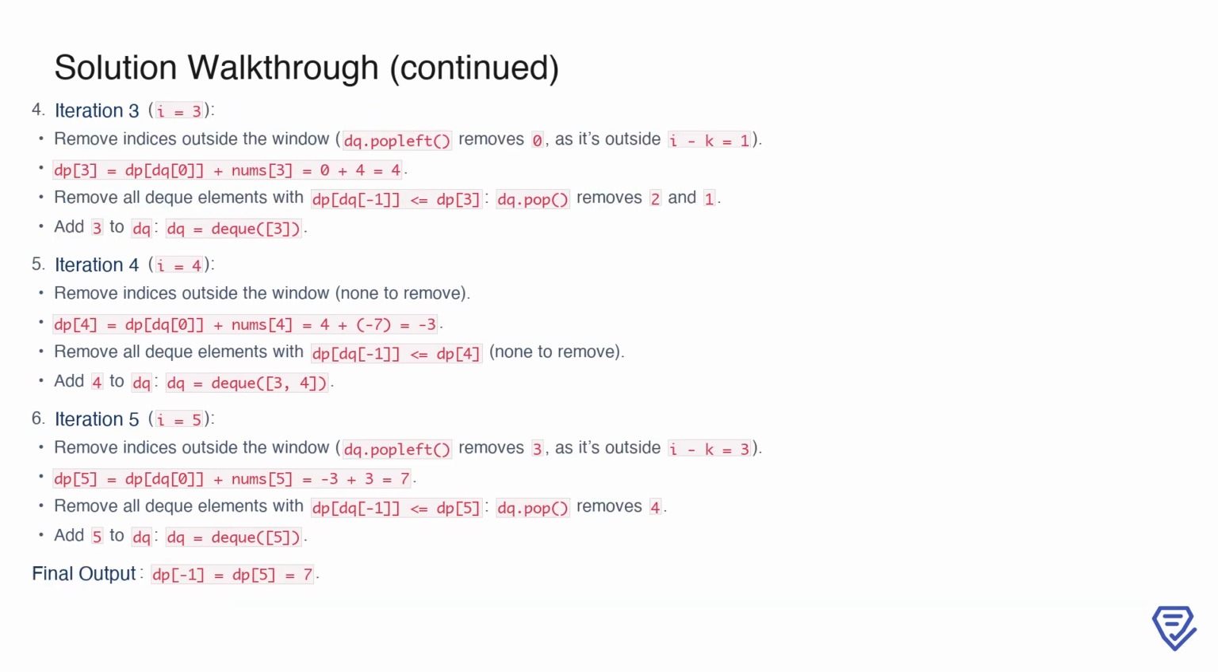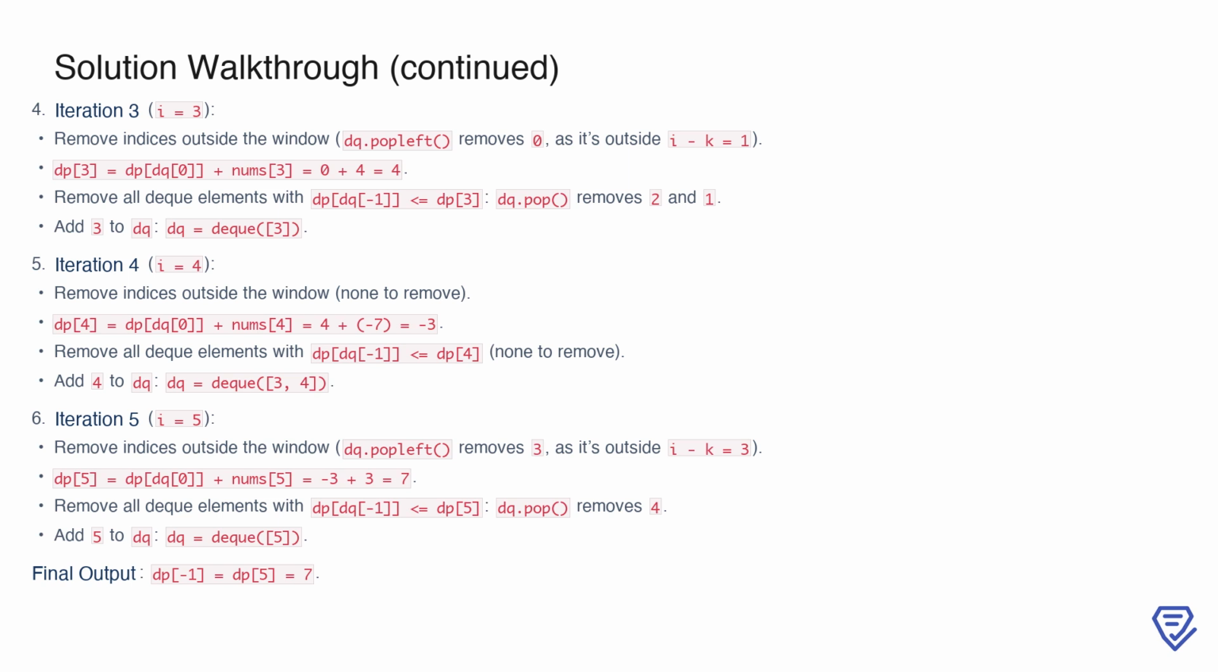Now for i equals 3, we first remove indices that are outside the current window of size k equals 2. Index 0 falls outside, so we remove it from the deque. We then calculate dp[3] as dp[dq[0]] plus nums[3], which results in 0 plus 4 equals 4. At this step, we remove indices from the back of the deque where dp[dq[-1]] is less than or equal to dp[3]. This means indices 2 and 1 are removed since their dp values are less than 4. We then add index 3 to the deque, leaving us with dq equals [3].